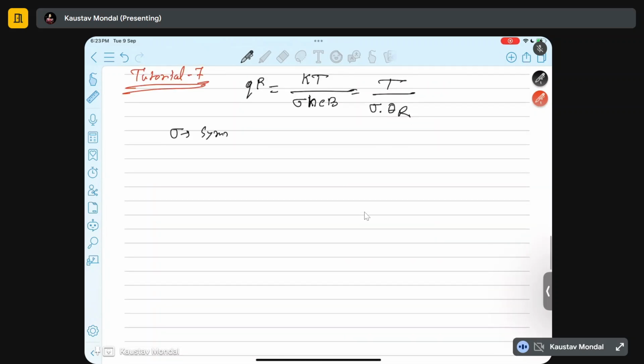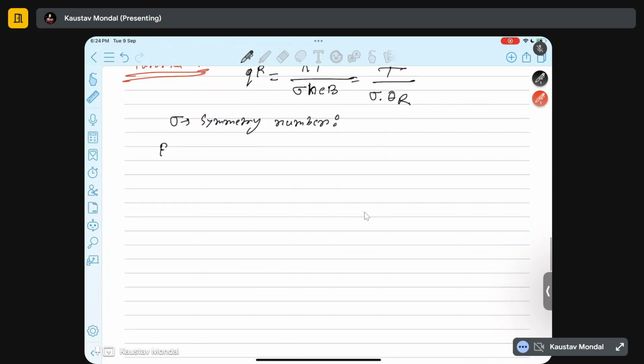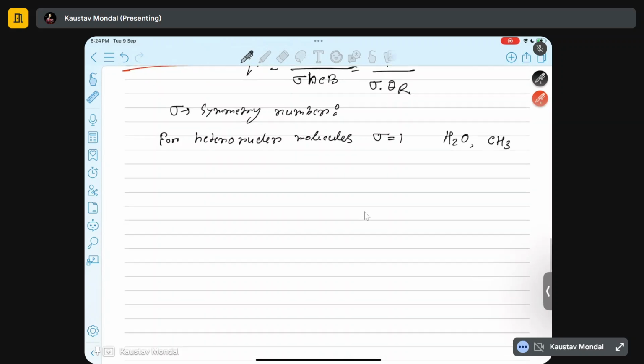Now, what is the significance of the symmetry number? For heteronuclear molecules, sigma is 1. Heteronuclear means the atoms that constitute the molecule are different species, like H2O or CH3, NO.